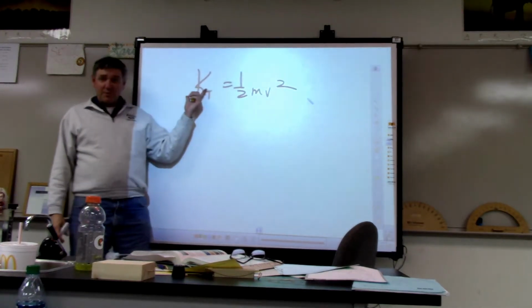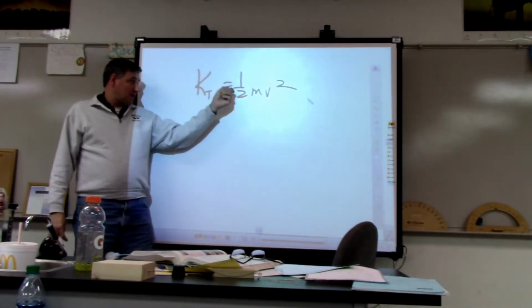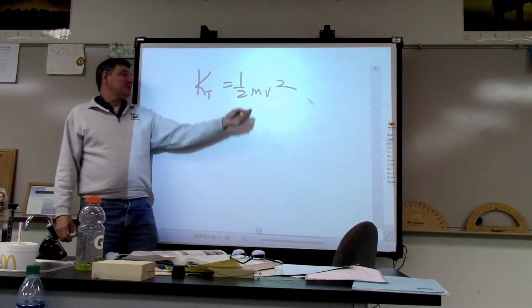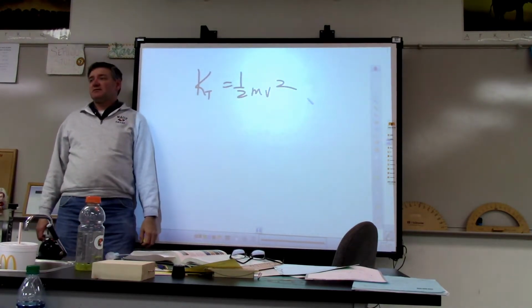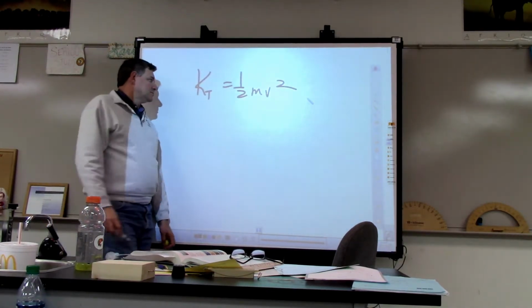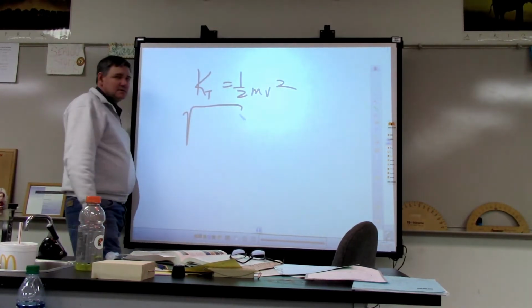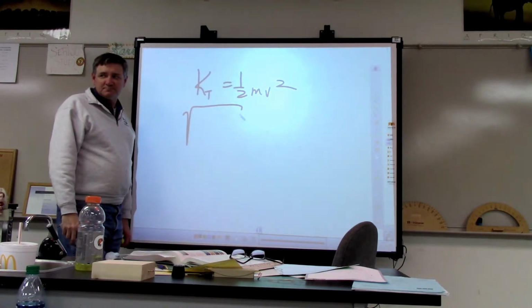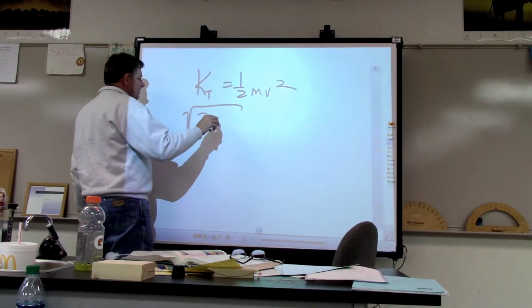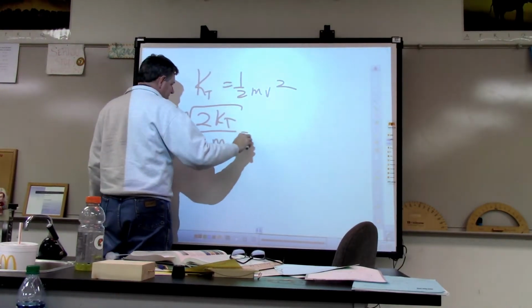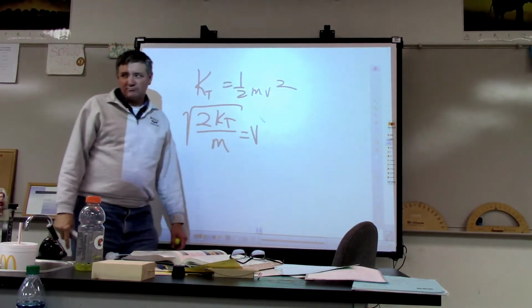I know that I've got 1.96 joules. I know the mass. The only thing I don't know is velocity. So Emma, what does that look like solved for velocity? V equals square root of 2K over m. Beautiful. Okay? My velocity. Grand.